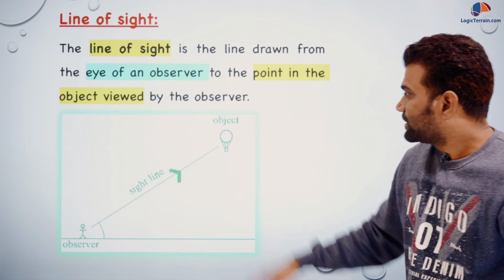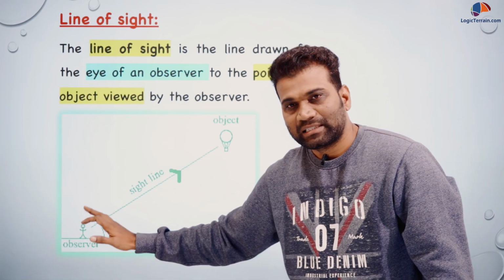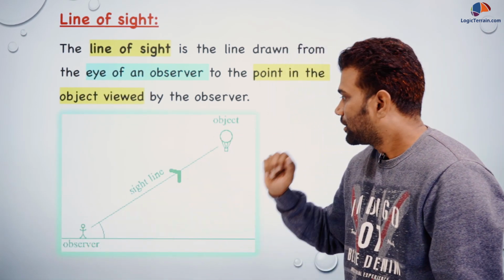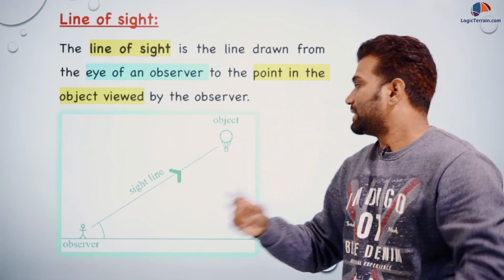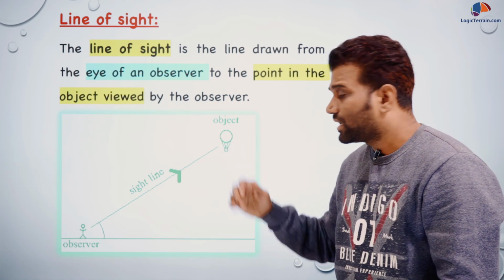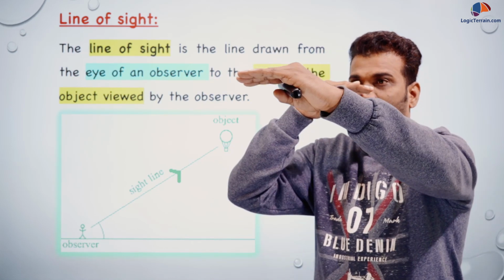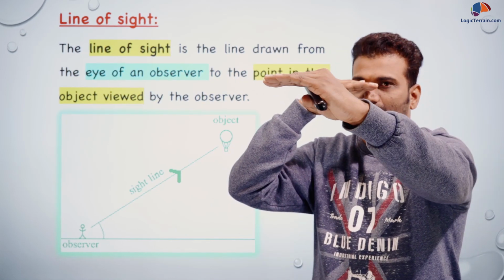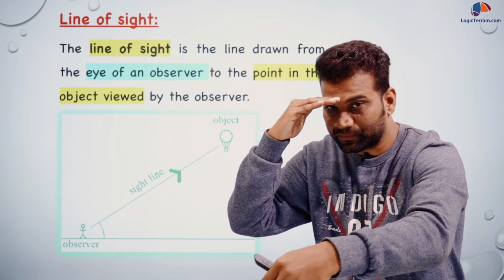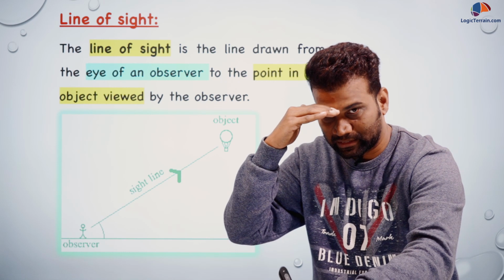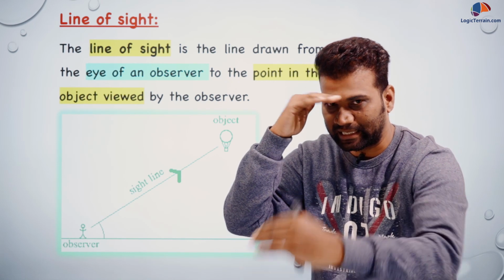We can see it like this. For example, this is you and this is the object. The line drawn from you to the object is the line of sight. If the object is parallel to you, the line of sight must be a horizontal line. If the object is below you, you will see it like this, so the line of sight is like this.